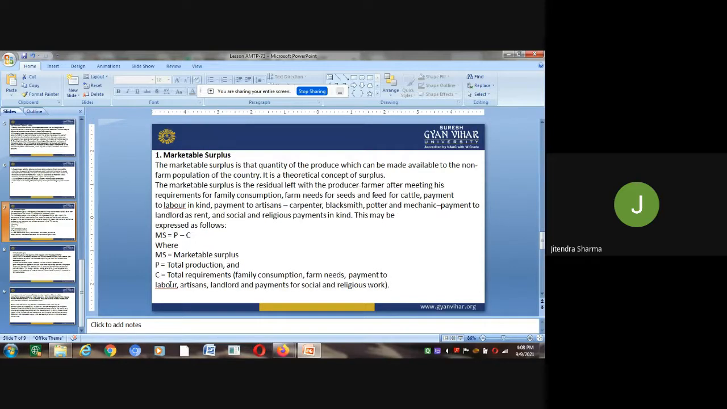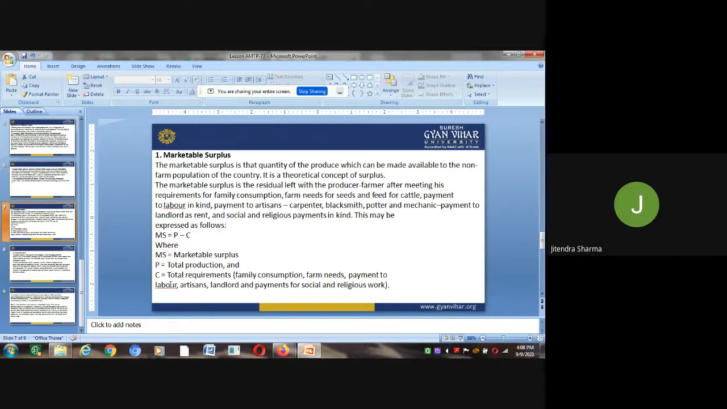Now we'll have the marketable surplus, which we have already discussed: the total production, minus the total requirement of the farmer himself. Whatever remains after that is treated as the marketable surplus. It means this is the amount of commodity actually available in the market, and that is very important for the farmers. The formula is easy: MS equals P minus C, where MS is the marketable surplus, P is the total production, and C is the total requirement of the family.